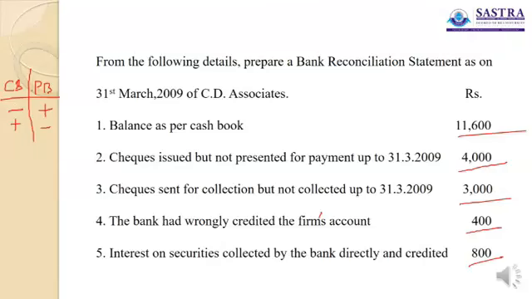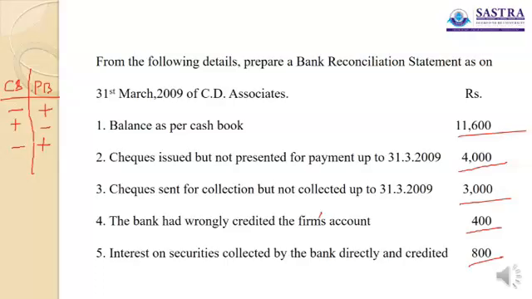Come to the next. The bank had wrongly credited the firm's account. So a wrong credit by the bank increases the balance of the trader, whereas such a wrong credit, not made in the cash book, keeps the bank balance lesser comparatively with the passbook balance. So the cash book bank column shows lesser.